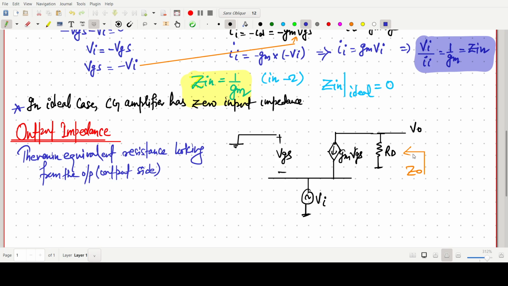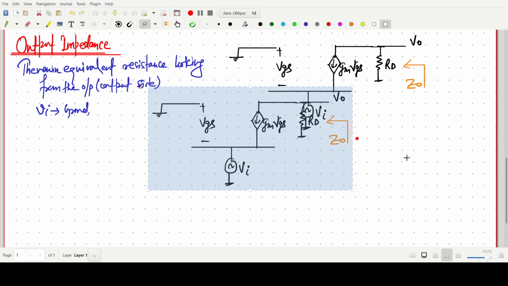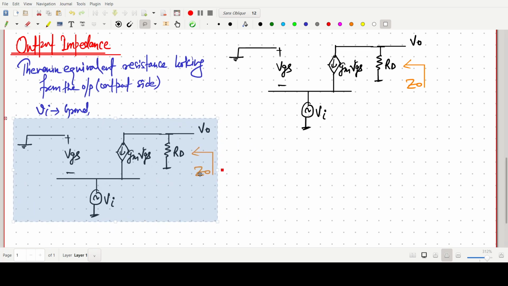So in this case, the AC voltage we have to make 0 or grounded. So Vi we have to make ground, and VGS also we have to make ground. I'm just copying this circuit. For the AC analysis, this will be grounded. This will be grounded. So this VGS is nothing but simply 0 volt.